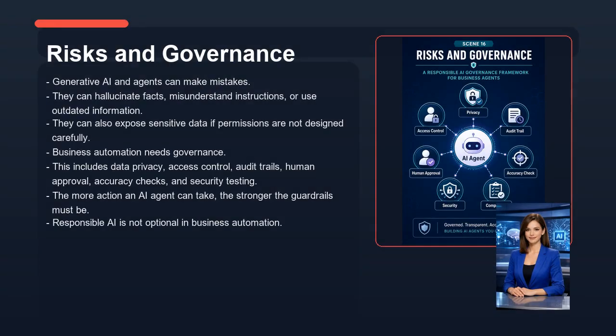Now let's look at risks and governance. Generative AI and agents can make mistakes. They can hallucinate facts, misunderstand instructions, or use outdated information. They can also expose sensitive data if permissions are not designed carefully. Business automation needs governance. This includes data privacy, access control, audit trails, human approval, accuracy checks, and security testing. The more action an AI agent can take, the stronger the guardrails must be. Responsible AI is not optional in business automation.